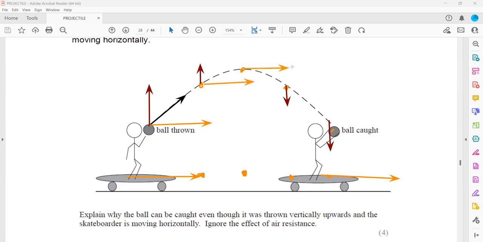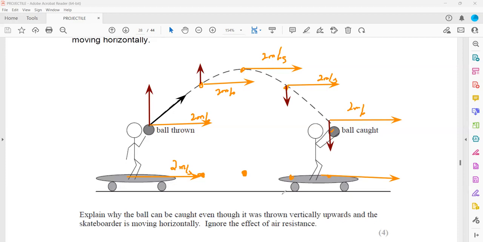So these horizontal components are not affected. If I say this was 2 meters per second, then at all places the horizontal component of velocity is 2 meters per second for the ball. As it is 2 meters per second, the ball will cover the same horizontal distance. So the ball will always remain at the top of this skateboarder.